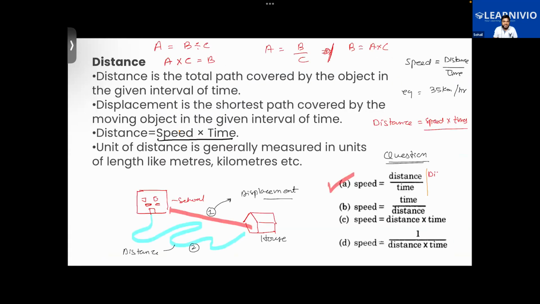We learned about distance. Distance is nothing but the total path covered by an object in a given interval of time. We learned how it can be calculated by the formula speed multiplied by time. The SI unit of distance is usually the meter. The bigger SI unit of distance is the kilometer. Displacement is the shortest distance between any two given points.